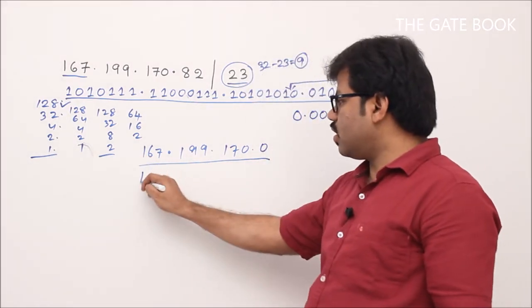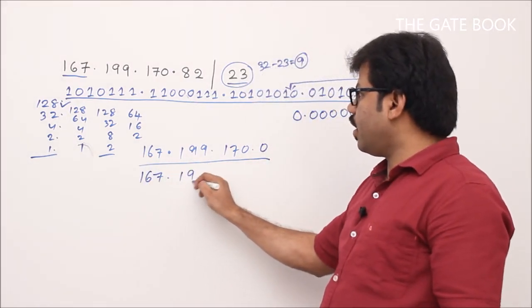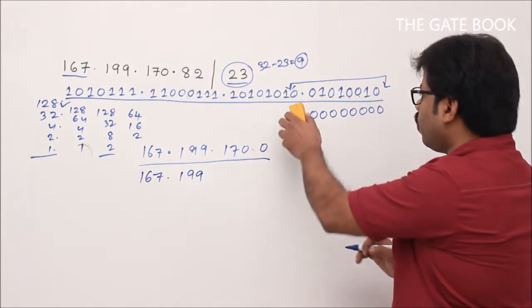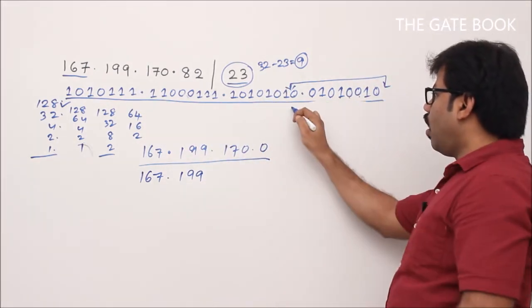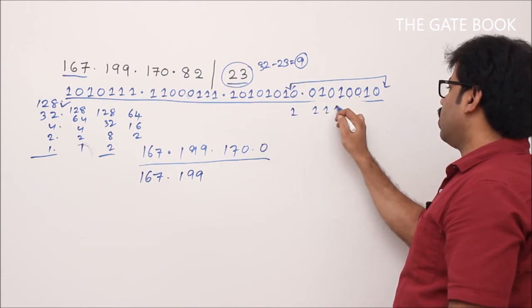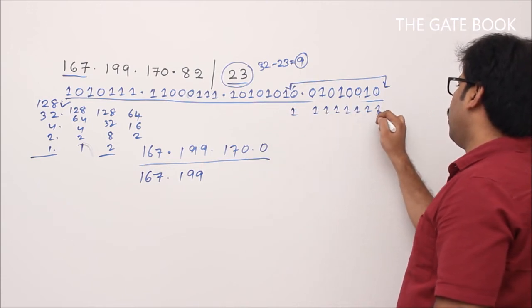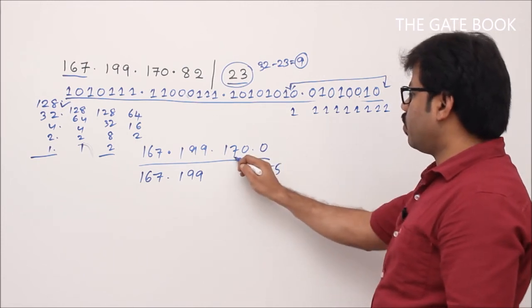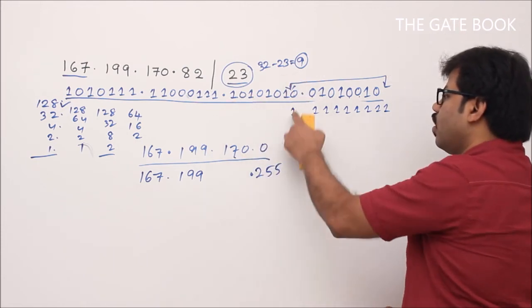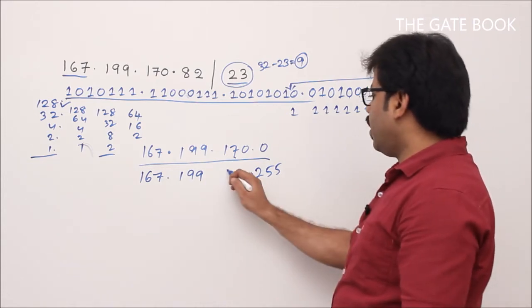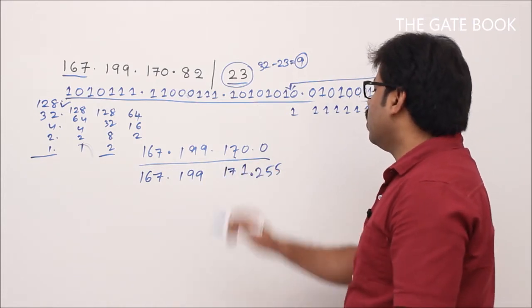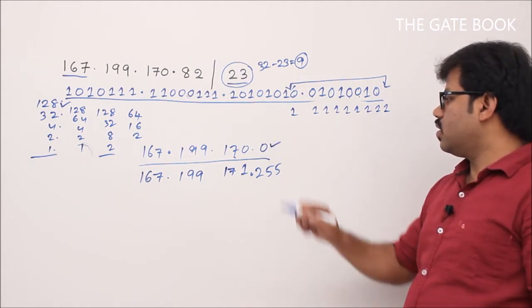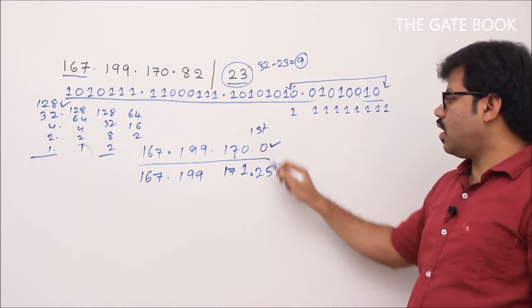Similarly, what is the last address? 167.199, same, dot this part. How do we get the last address? All 9 bits should be ones, that's it. So you are going to get 255 here. This part we have to see. This was 170, now you add one more, 171. So this is the first address, and this is the last address in the contiguous sequence.